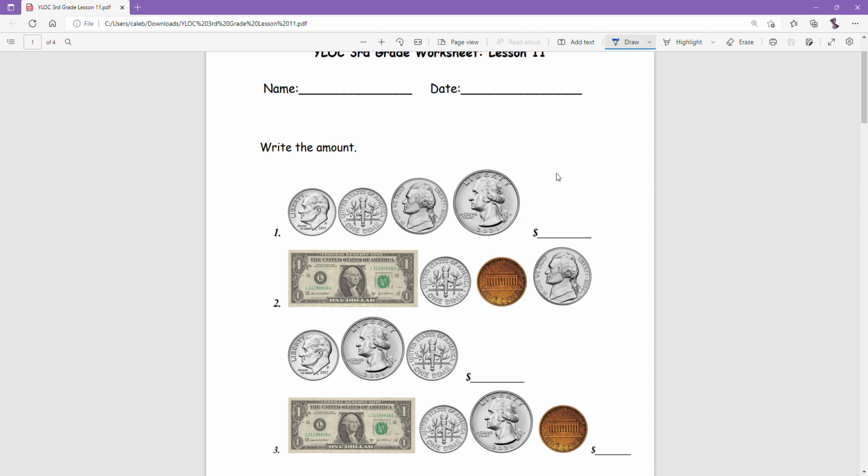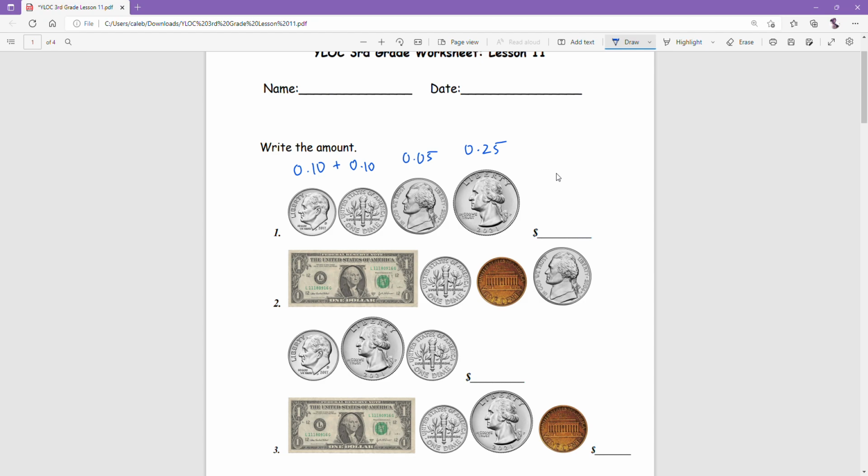So right here, for number 1, we have a dime, and a dime is 10 cents. And we have 2 dimes here, so that's another 10 cents. And then this is a nickel, which is 5 cents, 0.05, and this is a quarter, which is 25 cents. So what we're going to do is add all of these together.